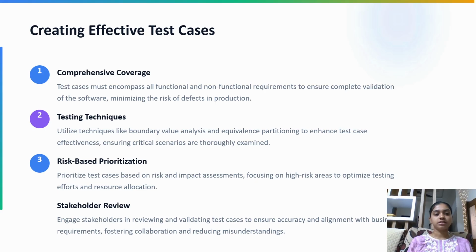Next, in testing techniques, utilize techniques like boundary value analysis and equivalence partitioning to enhance test case effectiveness, ensuring critical scenarios are thoroughly examined. In risk based prioritization, prioritize test cases based on risk and impact assessments, focusing on high risk areas to optimize testing efforts and resource allocation. In stakeholder review, engage stakeholders in reviewing and validating test cases to ensure accuracy and alignment with business requirements, fostering collaboration and reducing misunderstandings.